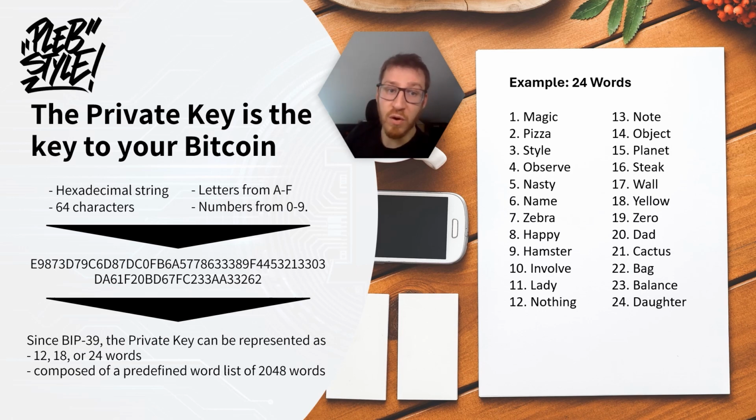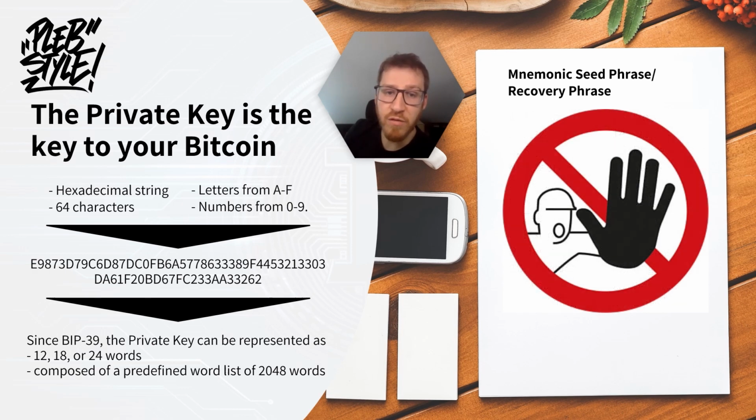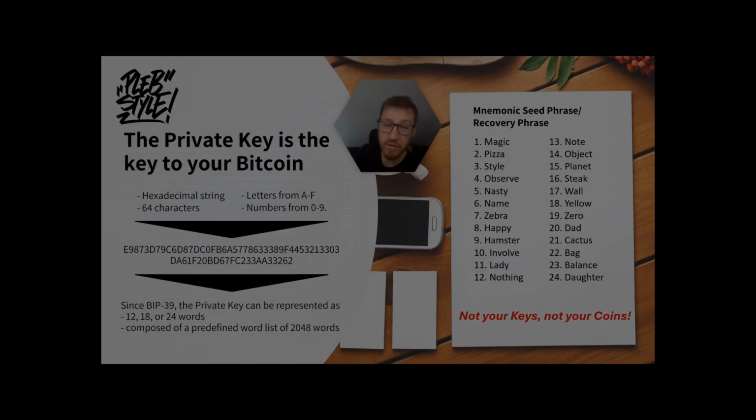Anyway, these 24 words represent your private key, and they are called mnemonic seed phrase or just recovery phrase. Well, simply because you most likely use them to recover your Bitcoin funds if you lose access to your wallet, for example, by losing your phone, trashing your computer, maybe losing your hardware wallet in a fire, etc. It's very important that you do not, and I repeat, do not give these words to anybody. Whoever has access to your seed phrase has full access to your Bitcoin. Remember, not your keys, not your coins.